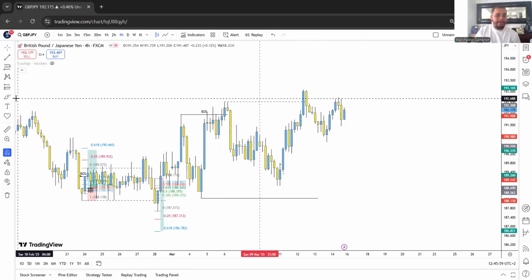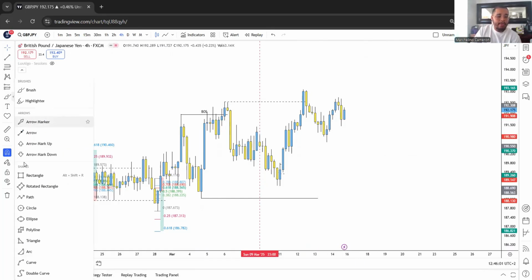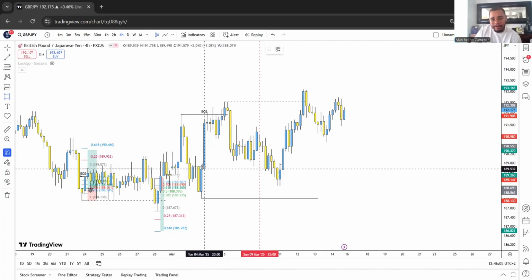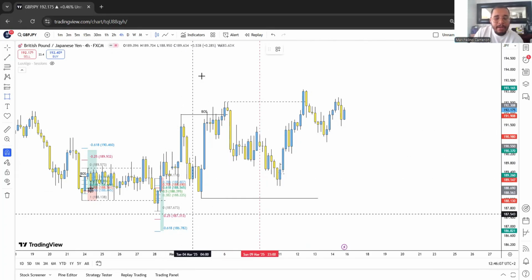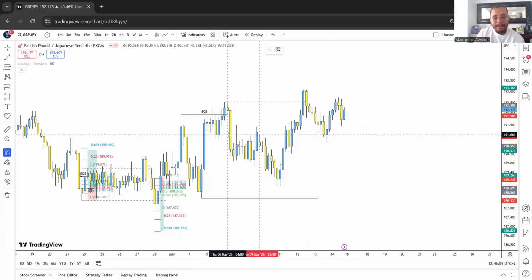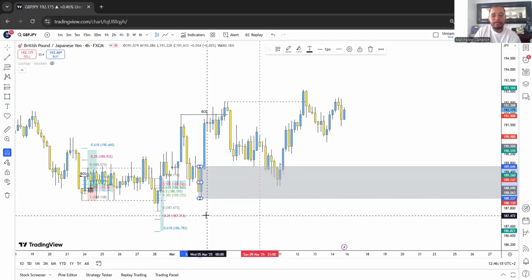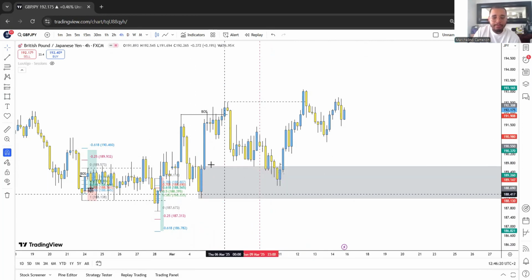From this, now I can start to mark where my point of interest is. Simply what I do is I look for imbalance or fair value gaps, and then I look for a big push to the upside or a big impulsive push to the downside. That last candle, the last candle in the opposite direction, will be my point of interest. So with that being said, this was my point of interest.